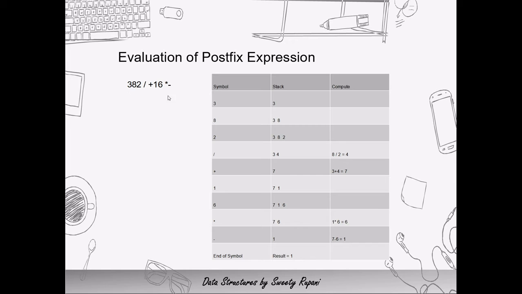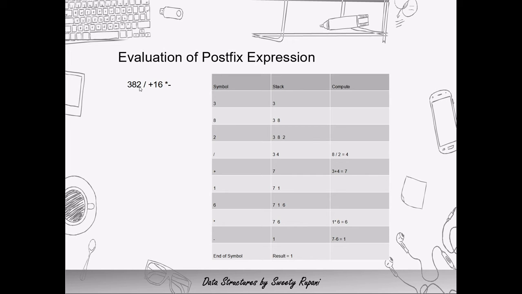So this is our expression. Here also we are assuming that all the operands have single digits. We come across a symbol 3. 3 is an operand. It would be pushed onto a stack. Next symbol coming is 8. Again, it's an operand. It will be pushed onto a stack.